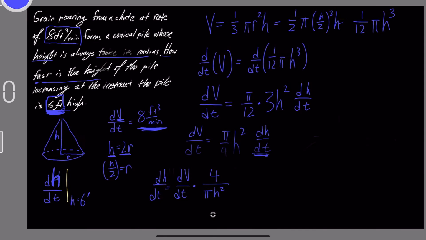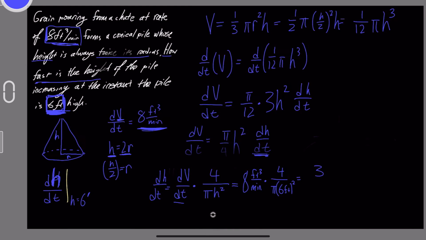Now let's begin to substitute in what we know. We know what dV/dt is, right? That was our 8 feet cubed per minute, because the rate at which the grain pours in is the rate at which our volume changes. So 8 feet cubed per minute times 4 over pi. And what is h? Well, h is 6, right? That's the height which we're interested in solving for. 6 feet squared.